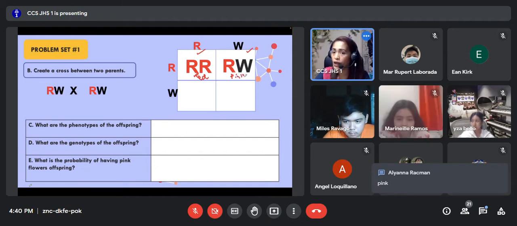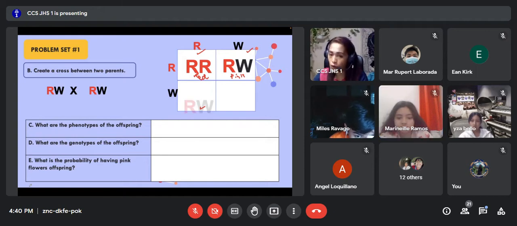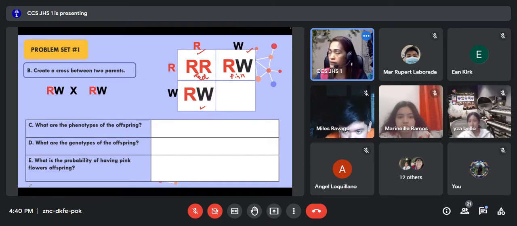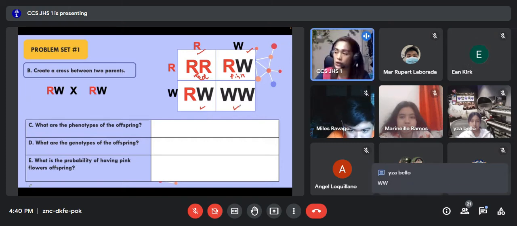Now, what do you think is the genetic code for this third square? What's the genotype? The letter combination. RW. Okay, also RW. And what would be the color for that? Red, white, or pink? Pink. Pink, another pink. And lastly, on the final or fourth quadrant, what's your genotype? The genetic code. WW, white. Okay, very good. So, WW and at the same time white.